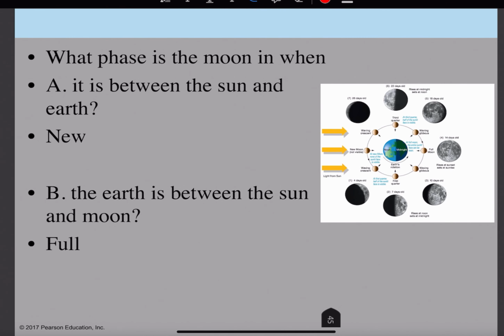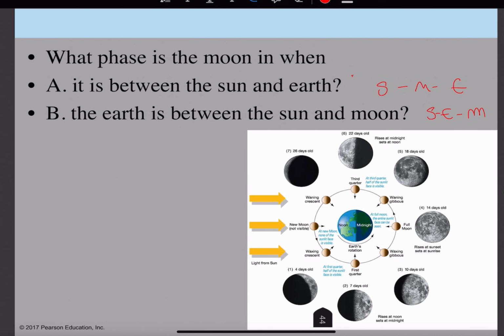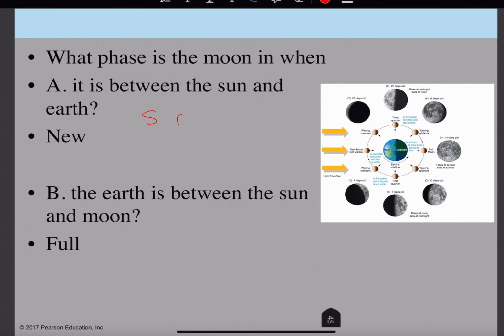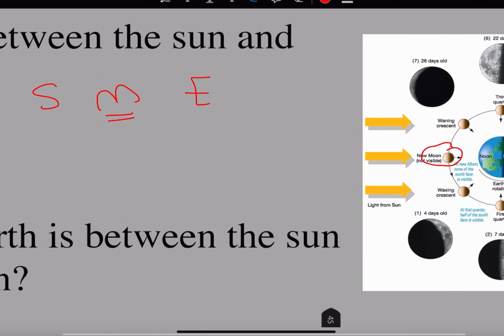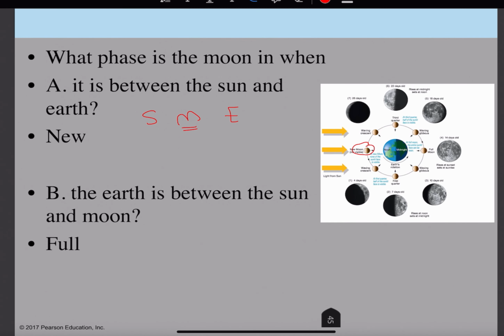Okay, so for A, when you have Sun, Moon, and Earth, this is when the moon is between Earth and the Sun, so this corresponds to this case here, and this occurs at noontime, so this is a new moon. And the other case, when you have the Sun, the Earth, and the Moon, that corresponds to this case. So this is the Sun, this is the Earth, and this is the Moon. So that corresponds to a full moon.